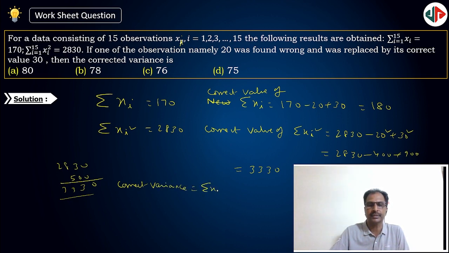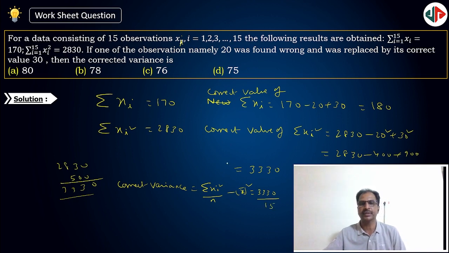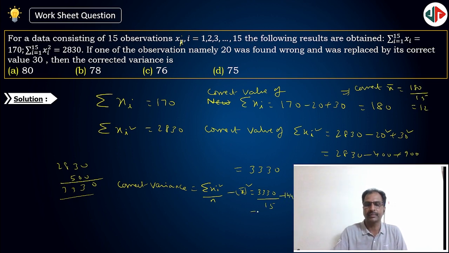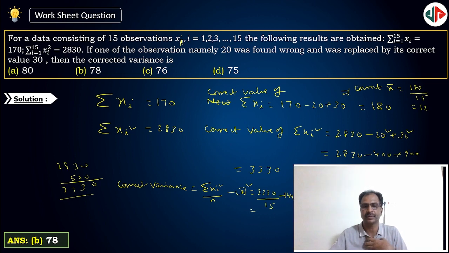This is sigma xi square by n minus x bar whole square. You have to write the correct values. Sigma xi square correct value is 3330 by number of observations 15, minus x bar. What is the correct value of x bar? X bar is nothing but sum of observations by number of observations, which is 12. So minus 144 whole square. If you simplify that, you get the answer as 78. Option B.